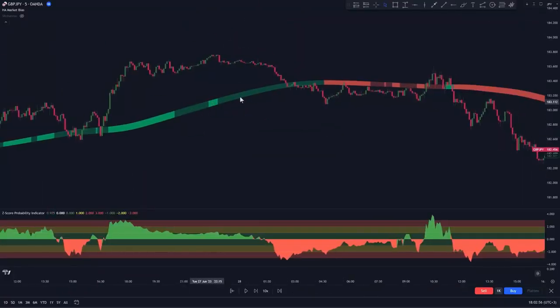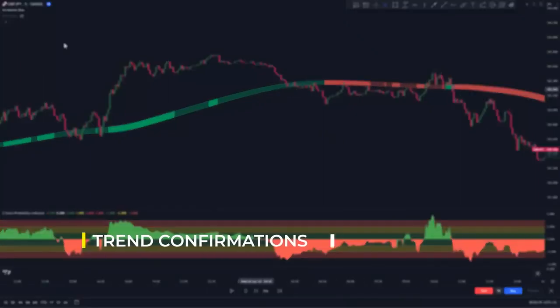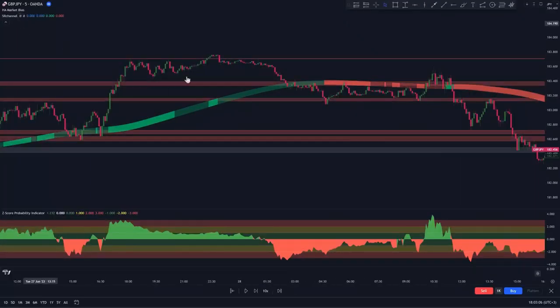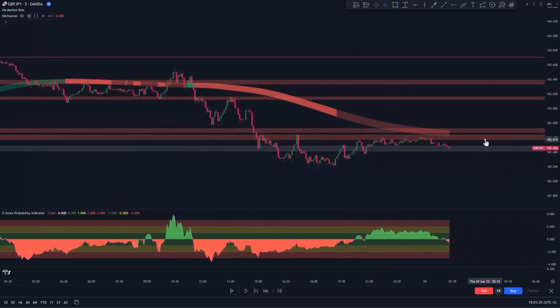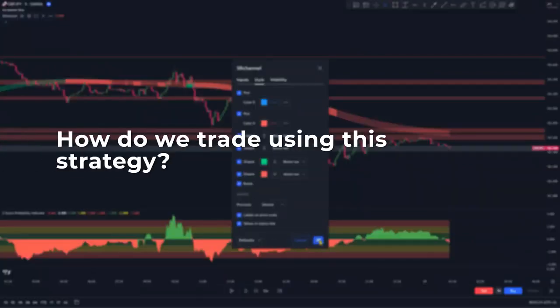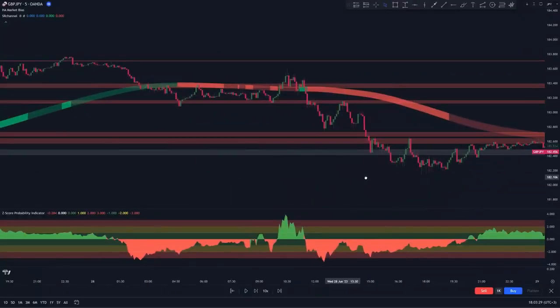This indicator is going to be used for trend confirmations. The support and resistance indicator is going to be used for exactly that, to identify support and resistance levels. And yes, we're going to stick to its default settings. Now, how do we trade using this strategy? Well, let me show you.